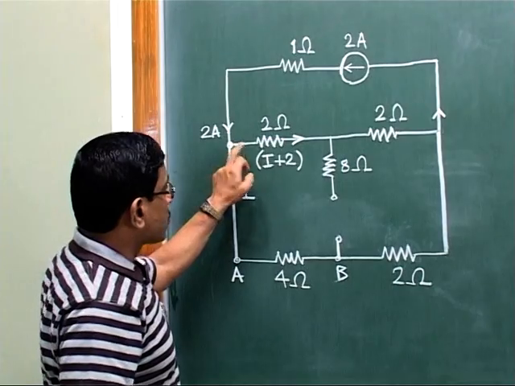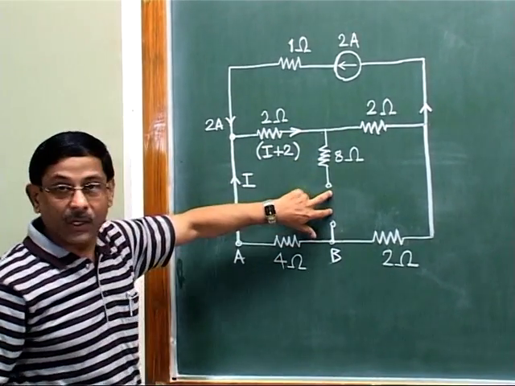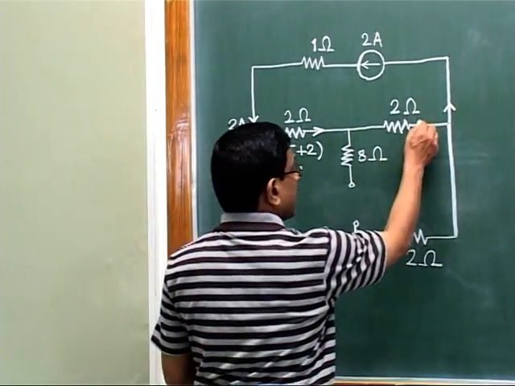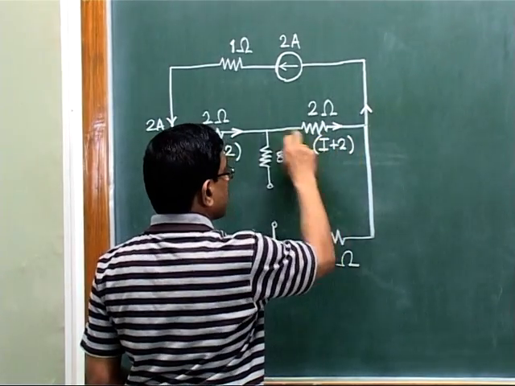Now this I plus 2 current will reach here. Will there be any current flowing in this branch? No, because there is an open circuit. So this entire current I plus 2 will move like this. It will move ahead in this particular branch.